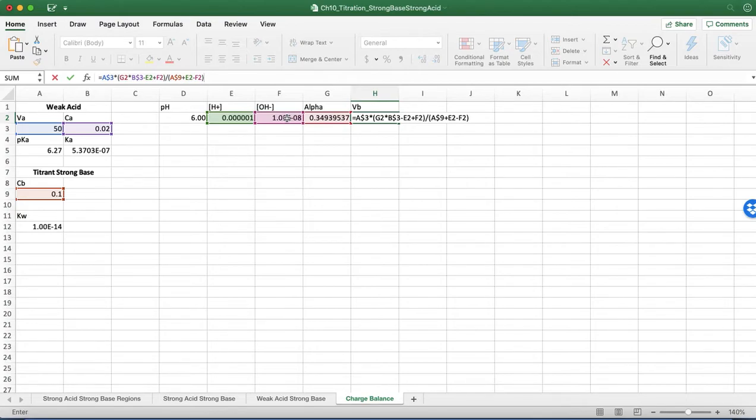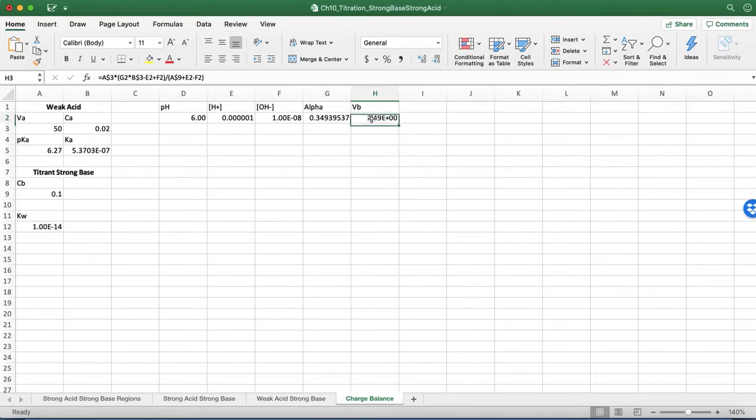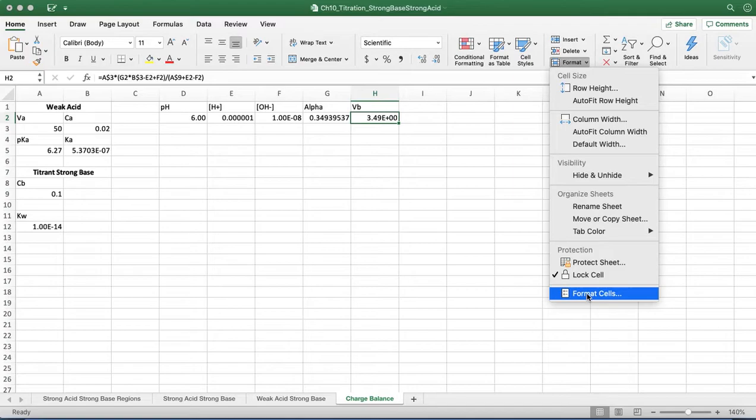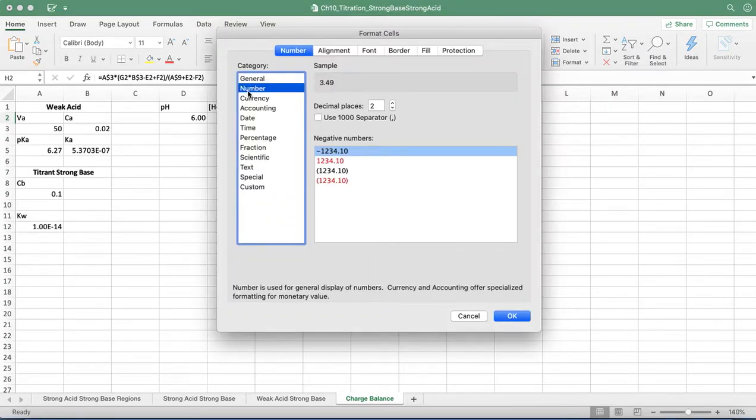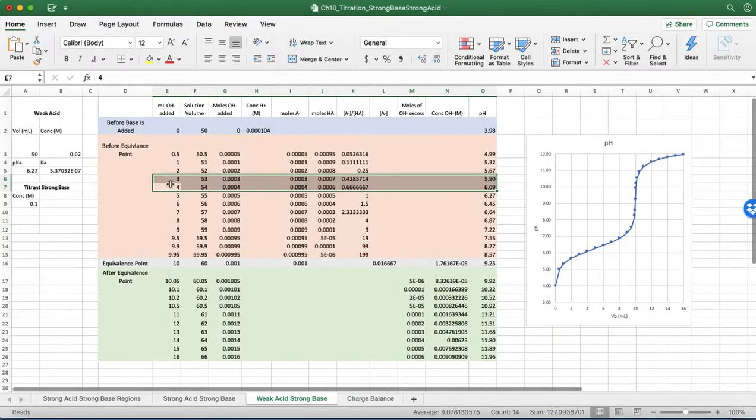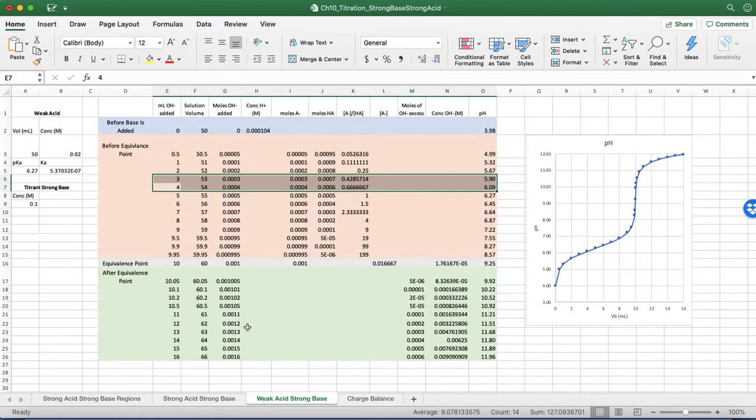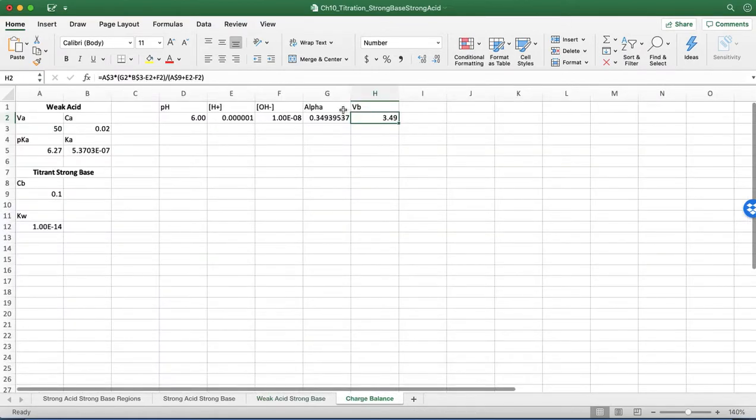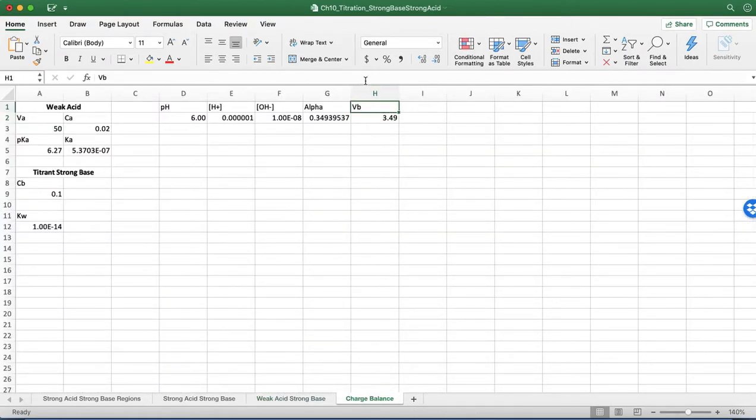Do I have any mistakes? Let's see. Okay, I'm going to change the notation here from scientific to number. And it's 3.49 milliliters. And if you remember, we said we expected it to be between 3 and 4. So it seems like it's working. That's cool.